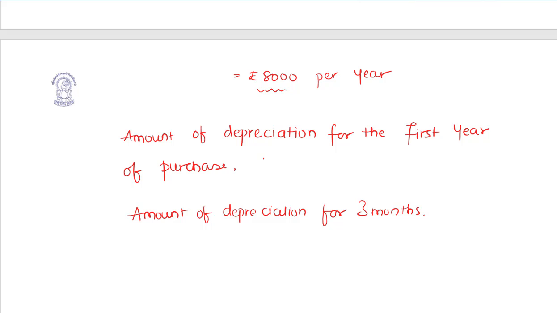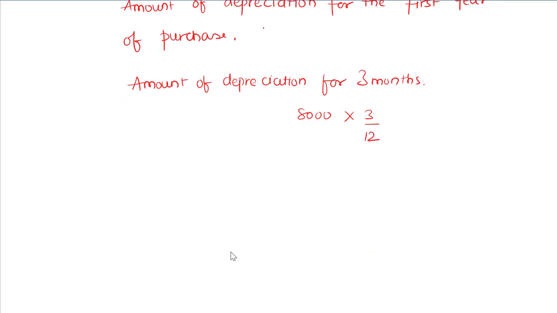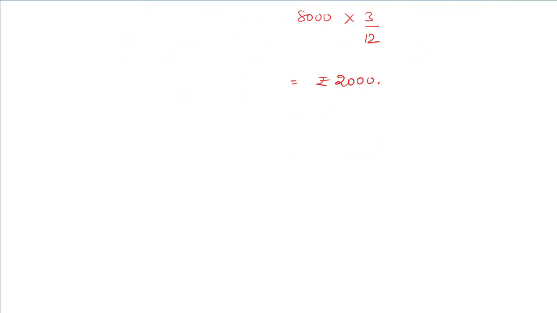So over here this 8,000 depreciation is for 12 months. We need to calculate for 3 months. So 8,000 multiplied by 3 divided by 12 equals rupee 2,000. Rupee 2,000 for 3 months. I believe you understood this. Let us continue.